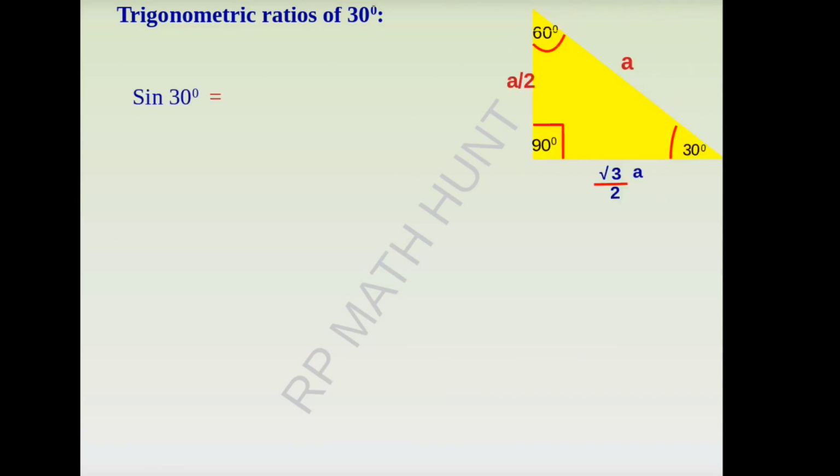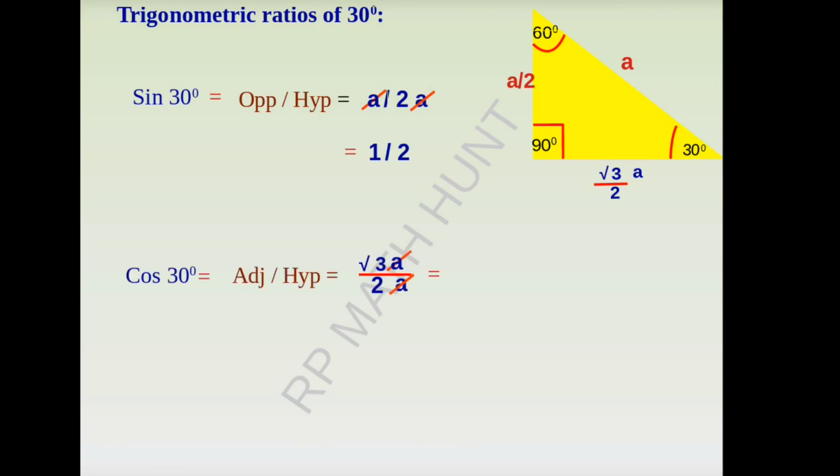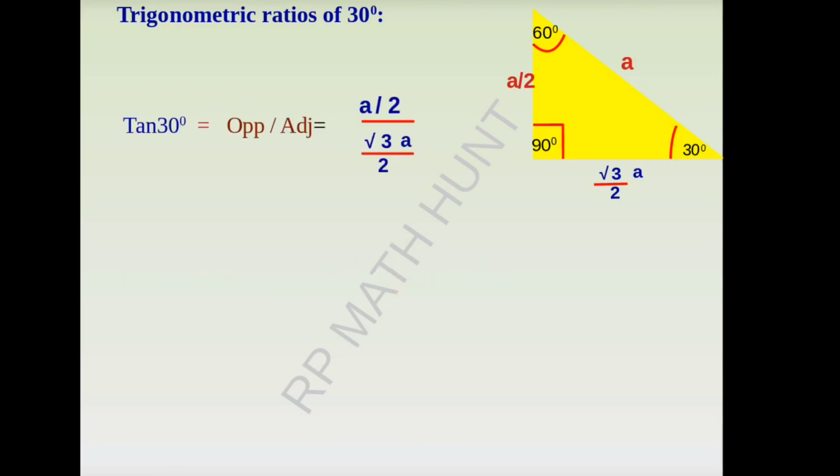Now, trigonometric ratios of 30. In the same triangle, we have to find in terms of 30. Sin 30 is equal to opposite by hypotenuse, A by 2A, A gets cancelled, 1 by 2. And cos 30 is equal to adjacent by hypotenuse, that is equal to root 3A by 2A. A gets cancelled, root 3 by 2.